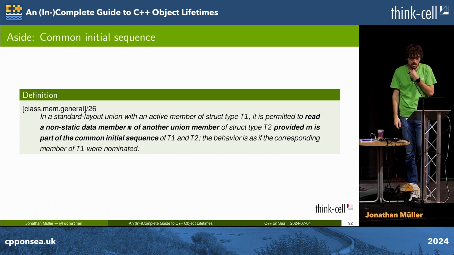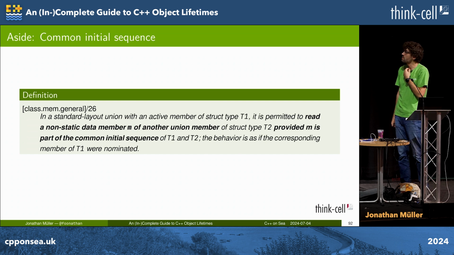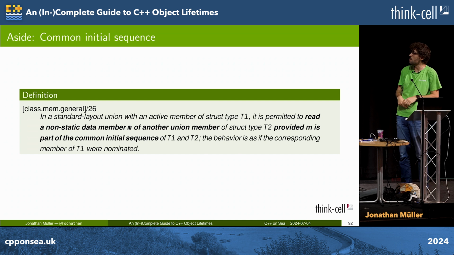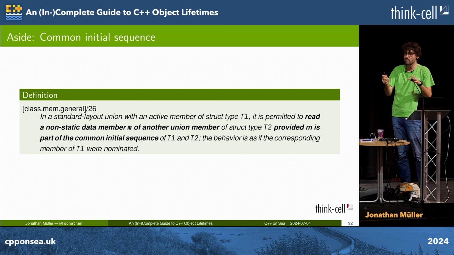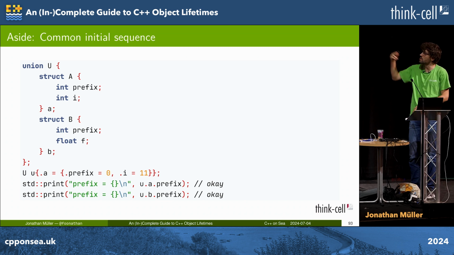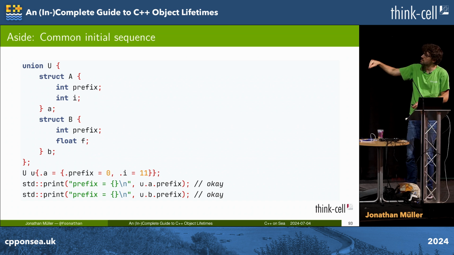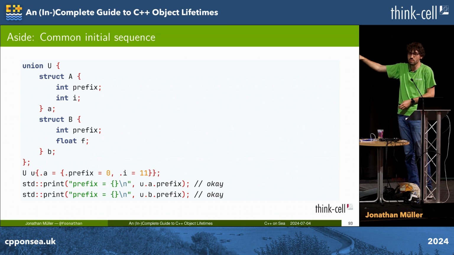There is one fun exception here, which is the common initial sequence. So we have a union, and they have two structs, and those two structs start with the same sequence of members. Then you can access the common members with either one. So here's the example. We've got a union, we've got two structs, and they both start with an int, the prefix. And then we can write u.a.prefix or u.b.prefix, no matter who's active, because they both have the prefix member. And this doesn't do any weird stuff about lifetime. It essentially means that, so currently A is active, so when we write u.b.prefix, the compiler thinks, this is undefined behavior, but I can rewrite it to write u.a.prefix instead. So it just does the correct access in either case.